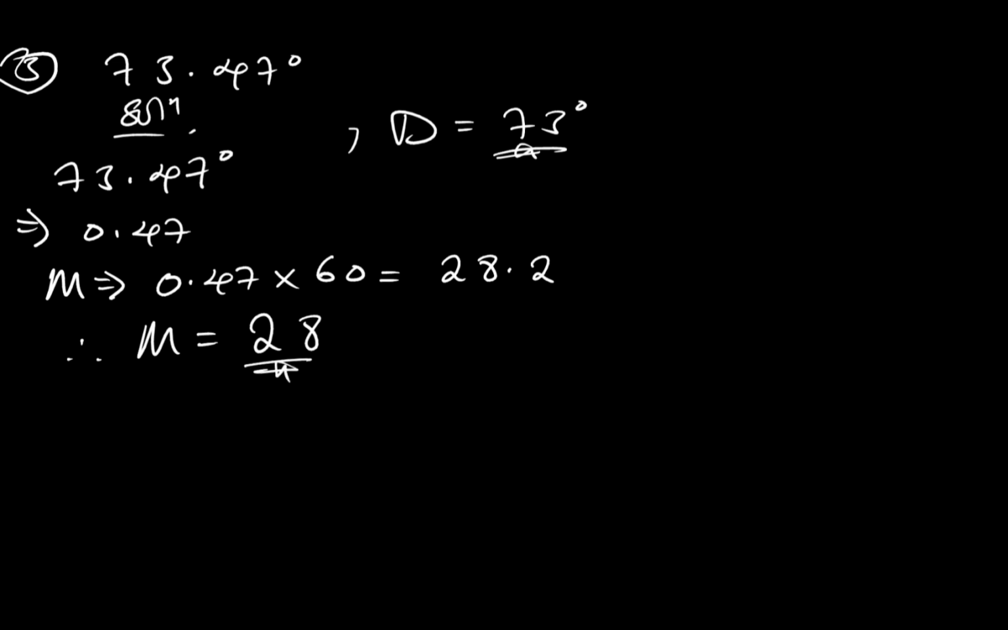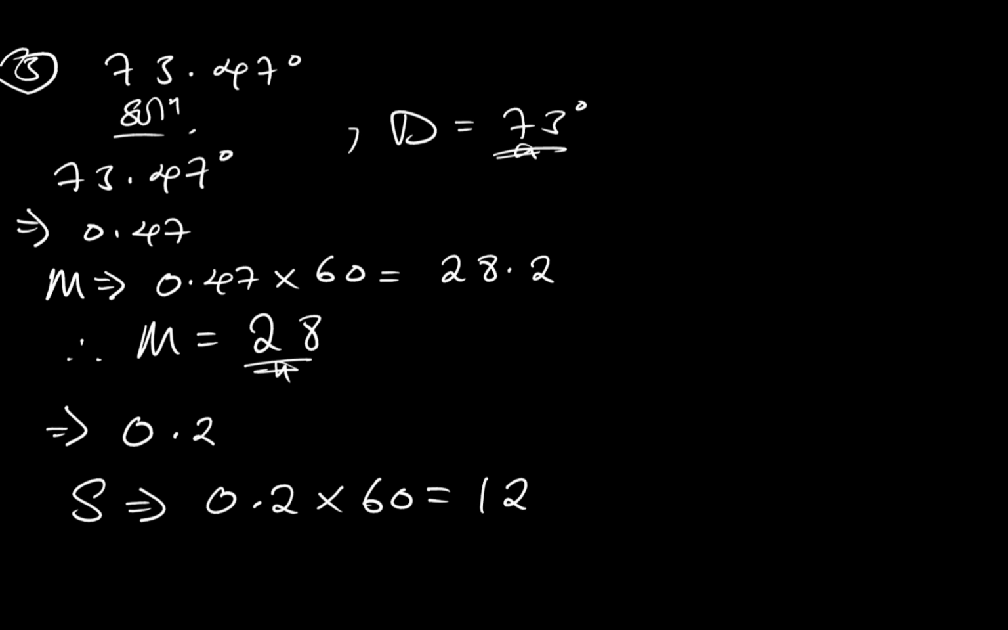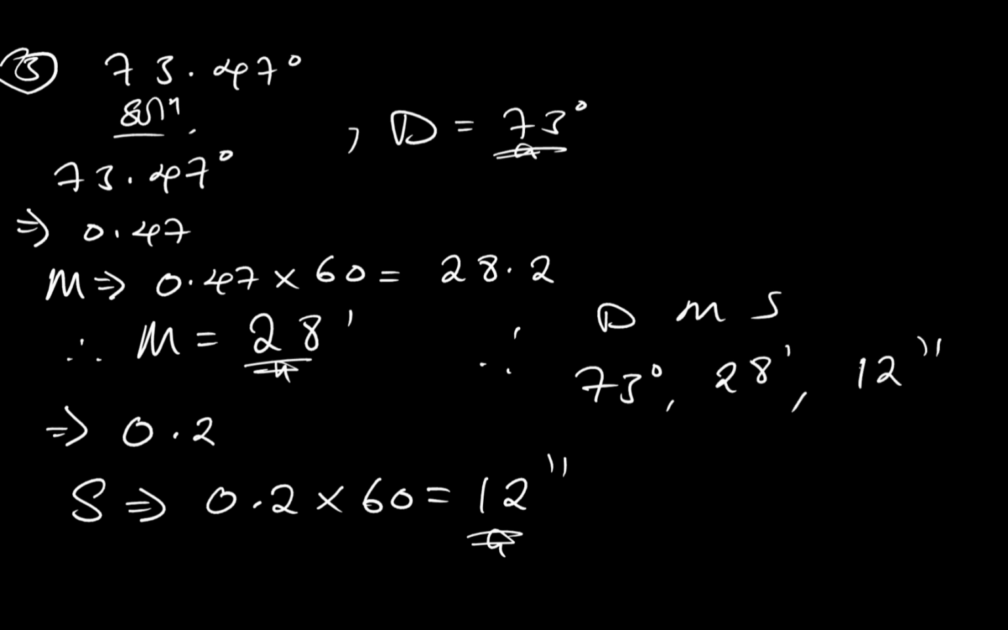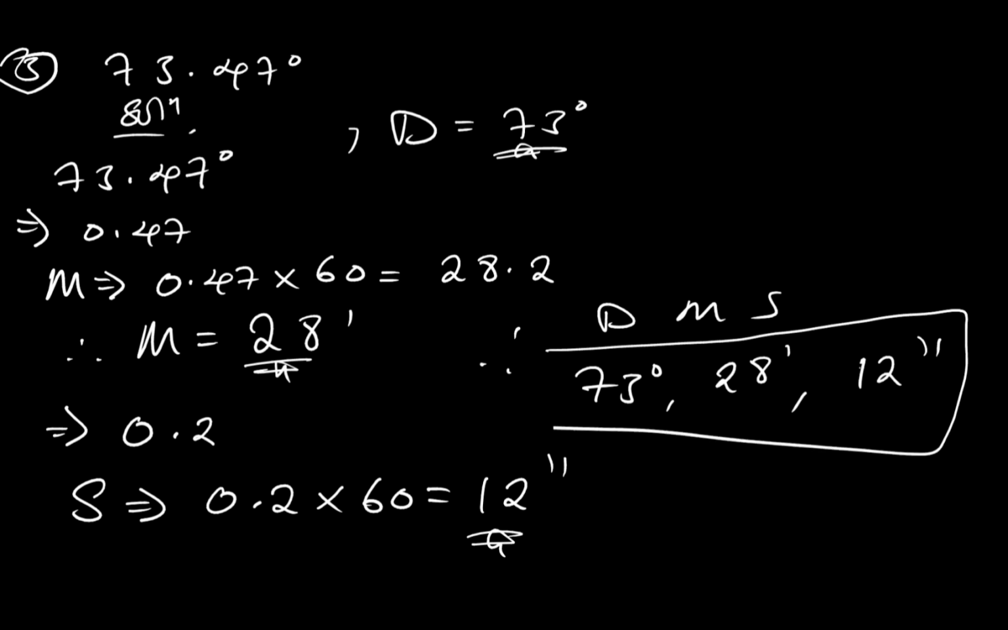Now to get my second value, if I remove 28 from this, I remain with 0.2. So to get my second value, I will say 0.2 times 60. And basically 0.2 times 60 will give you 12. So these are the minutes and these will be the seconds. Therefore we'll say our DMS is equal to 73 degrees, 28 minutes and 12 seconds. So this is our answer.